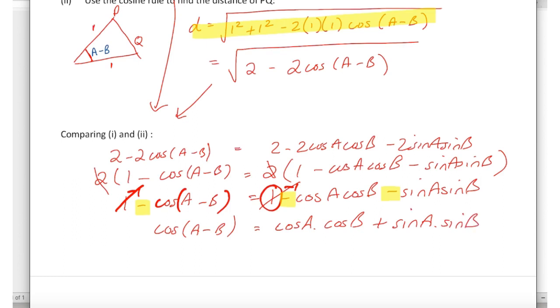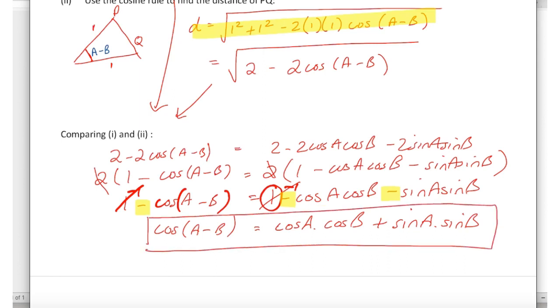And what I've just done is created an identity about the difference between two angles, A and B. So the cosine of the difference between two angles will always be equal to the cos of A times the cos of B plus the sine of A times the sine of B. So now we've got a second identity. We've got the Pythagorean identity and then this identity.